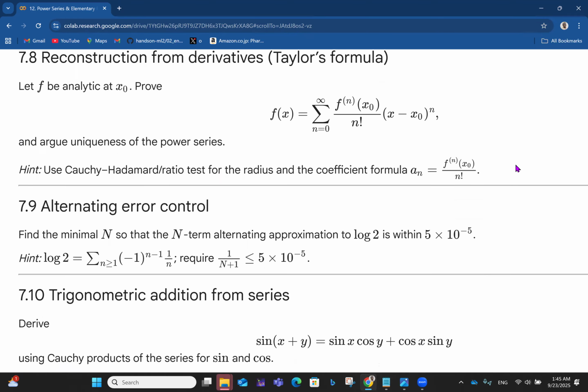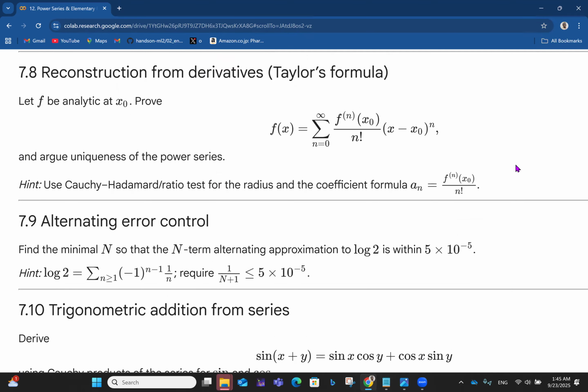You have reconstruction from derivatives, talking about Taylor's formula now. So here, let f be analytic at x naught. Prove that f of x is summation from n equals 0 to infinity of f^(n) of x naught over n factorial times x minus x naught raised to n, and argue uniqueness of the power series. Hint, use Cauchy-Hadamard or the ratio test for the radius and the coefficient formula a_n equals f^(n) of x naught over n factorial.